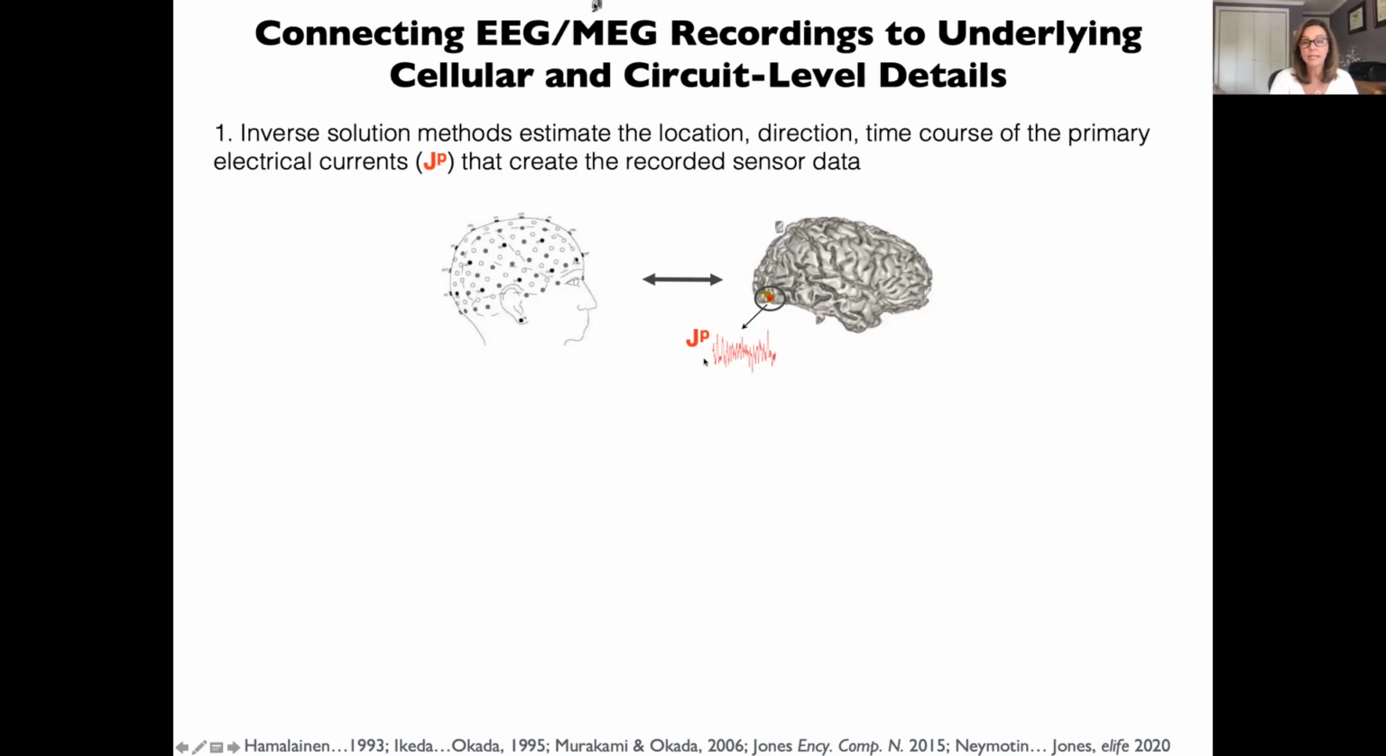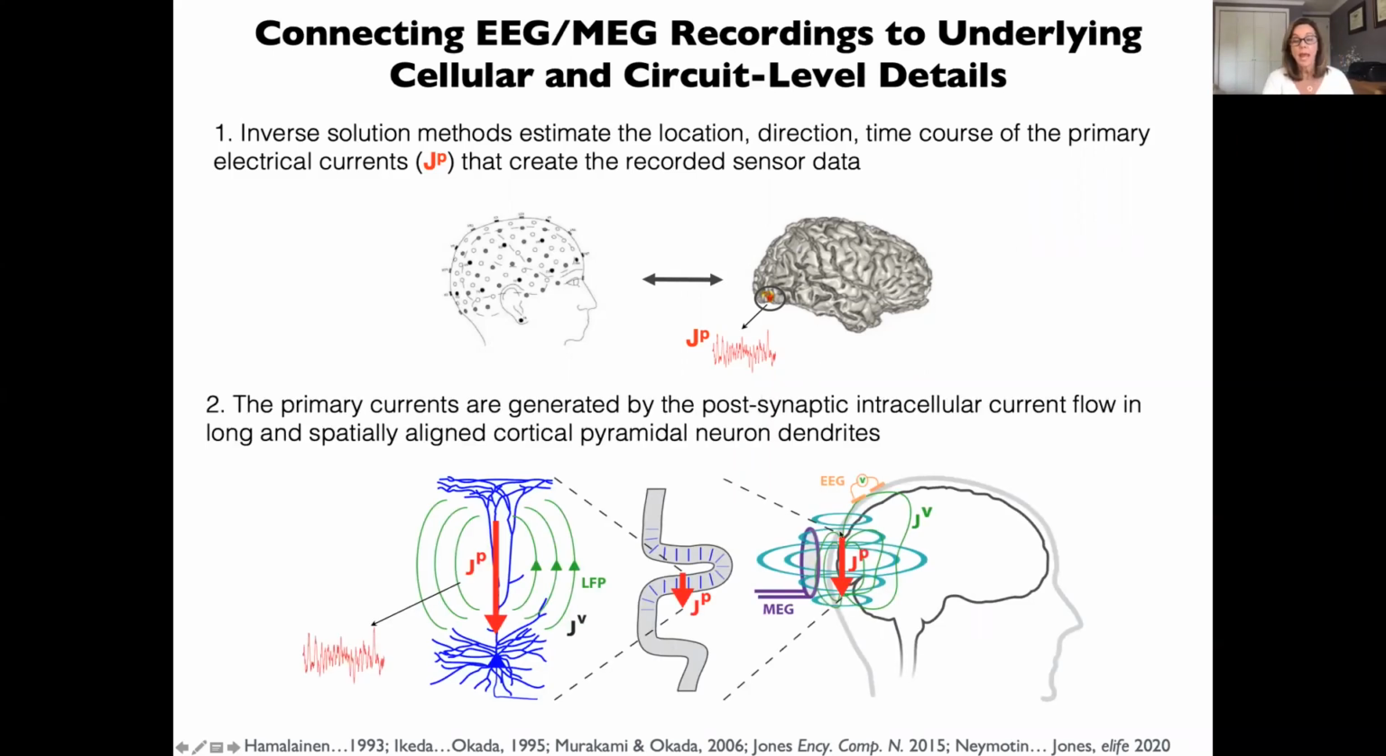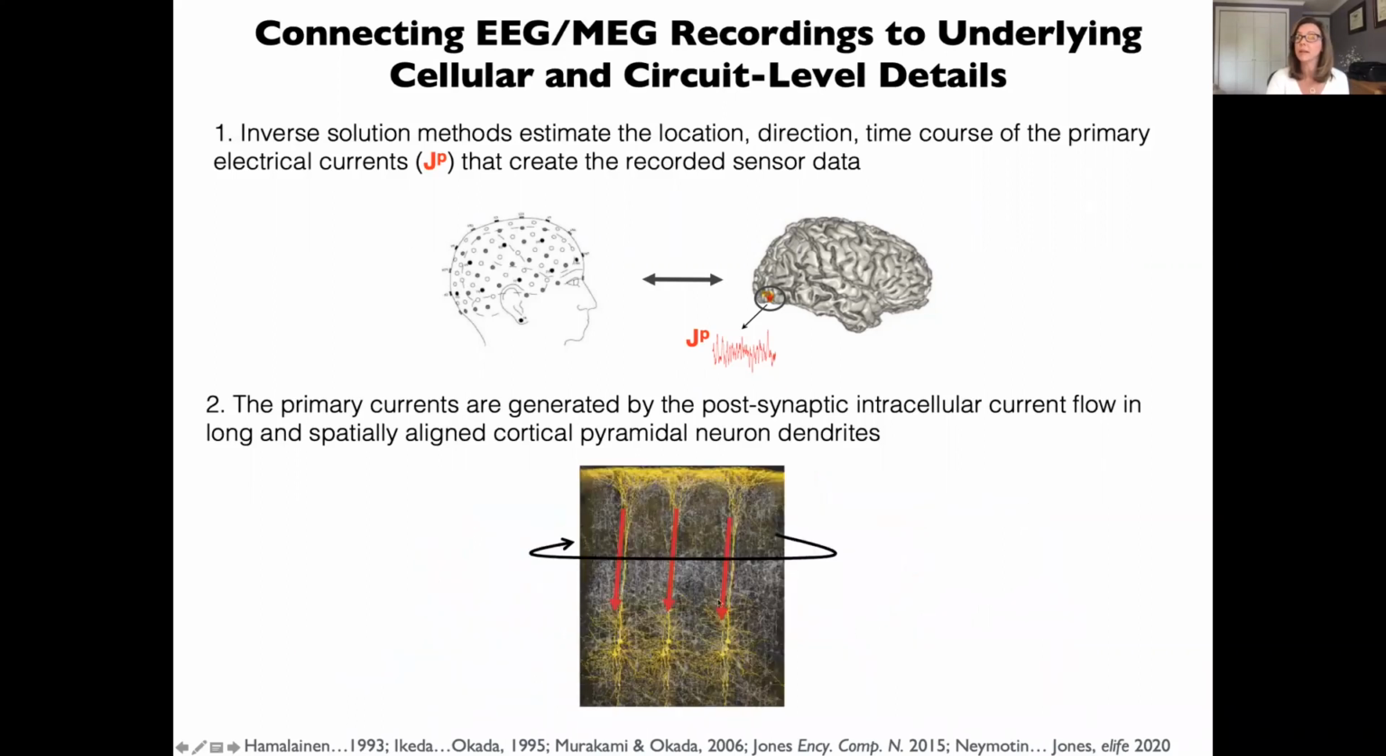From there, we need to connect these currents to how they're generated at the underlying cellular and network level. And it's believed that these primary currents are generated by the postsynaptic intracellular current flow in these long and spatially aligned cortical pyramidal neuron dendrites. These dendrites create a big electrical current that creates an electric and magnetic field that's recorded outside of the head with EEG and MEG. And again, it's the spatial alignment and synchronous activity in large populations of these pyramidal neurons that creates a signal that we record outside of the head.